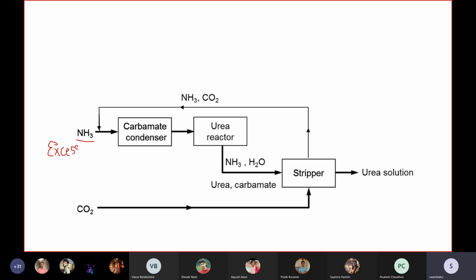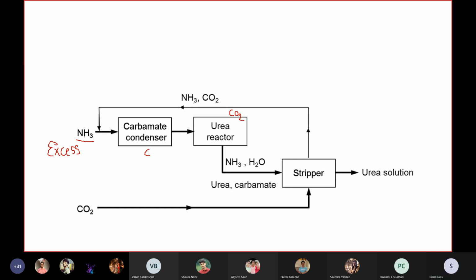That way, they can make sure the complete conversion of CO2 takes place in the urea reaction. In modern industries, they supply an excess amount of ammonia over the stoichiometrically required amount. So the CO2 becomes the limiting reactant. When you supply ammonia in excess and CO2 is the limiting reactant, even though you have 70% conversion, you can consume almost whatever amount of CO2 is available.